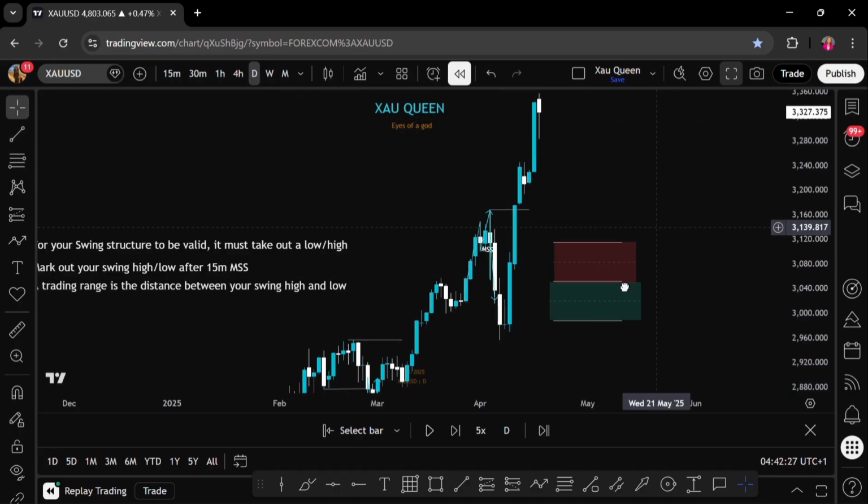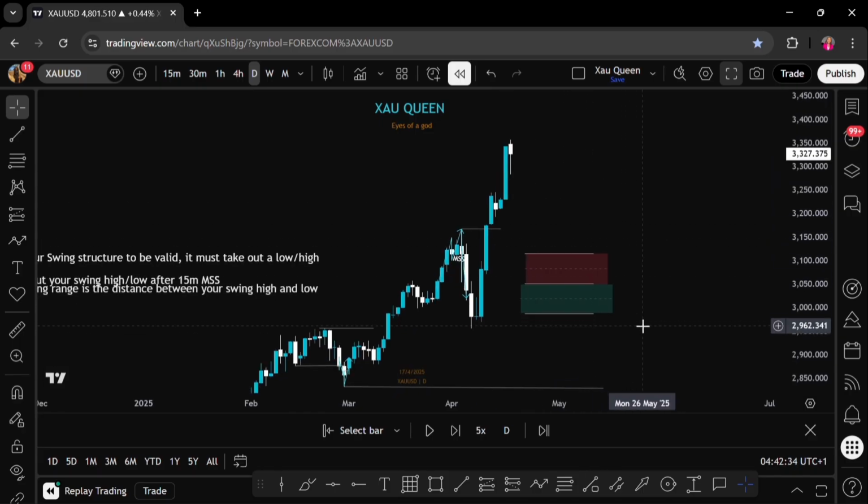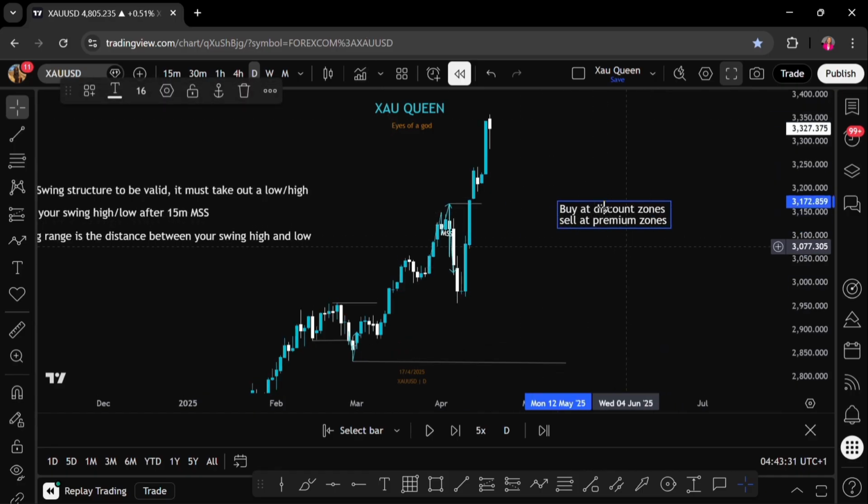But I've not confirmed the swing high yet. Okay, I think this pullback is about to start, but we need to go to the 5 minute to the 15 minutes, check for our change of character. If that is starting, then we can join it. So never forget this rule: we buy at discount zones and then we sell at premium zone.